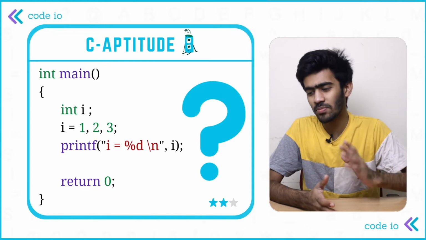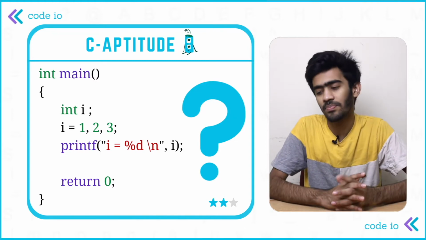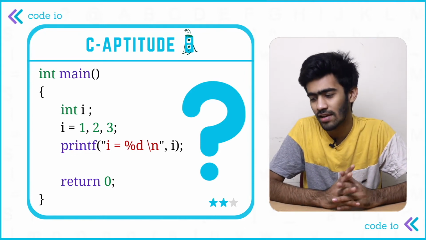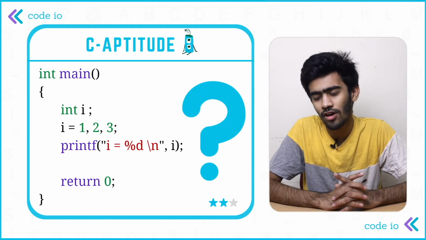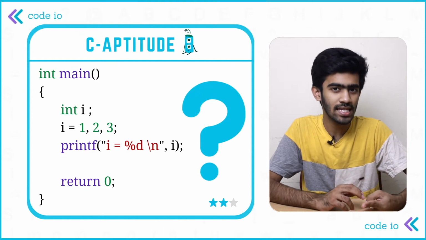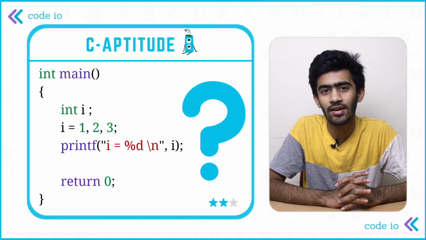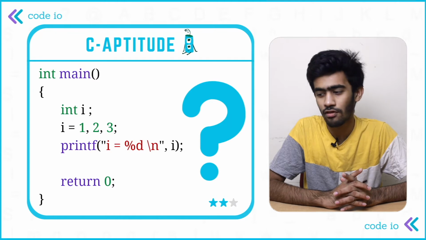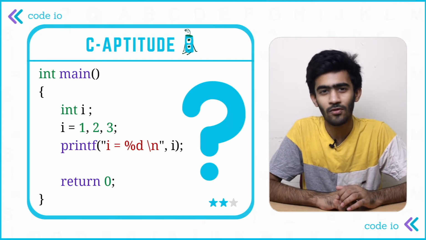And hence when we print I in the printf statement that is given in the next line, I is equal to %d and then we have \n. So the value of I is being printed with the expression I is equal to. What would be the output that we'd get? Would we get 1? Would we get 2? Would we get 3? Or would we get the length of this array of numbers that we have given? What would we get? Or would we get an error? That is also another possibility, right? So what would be the answer?